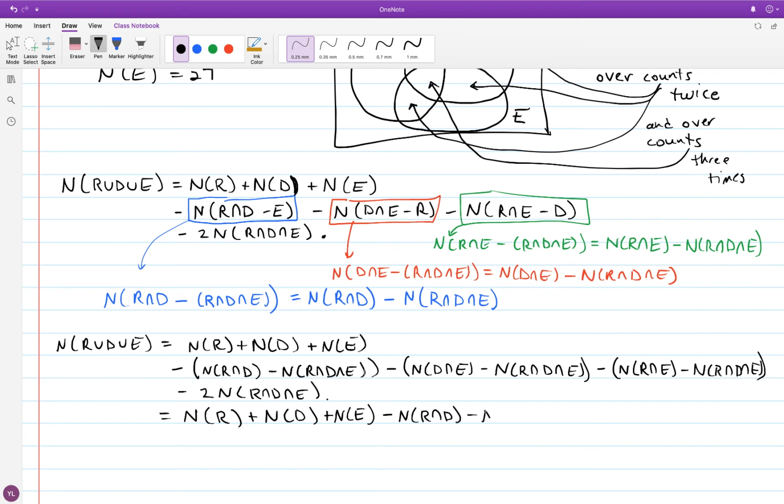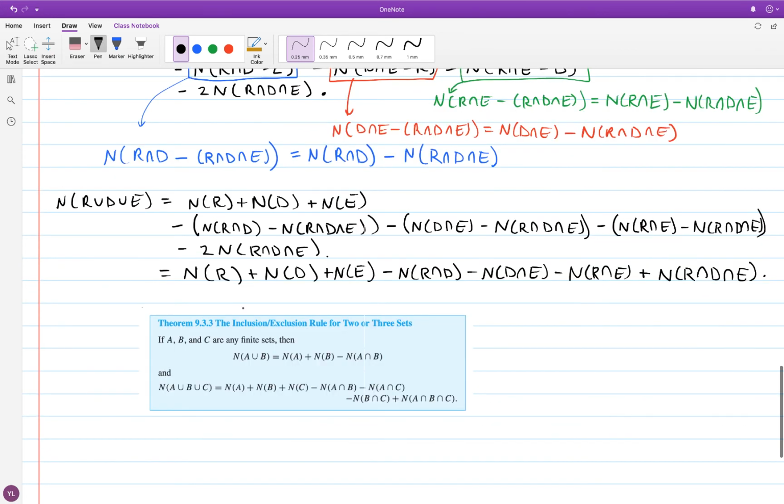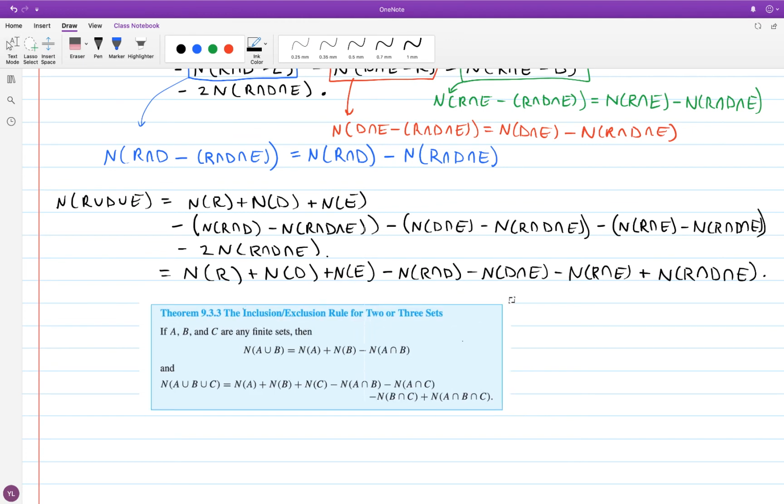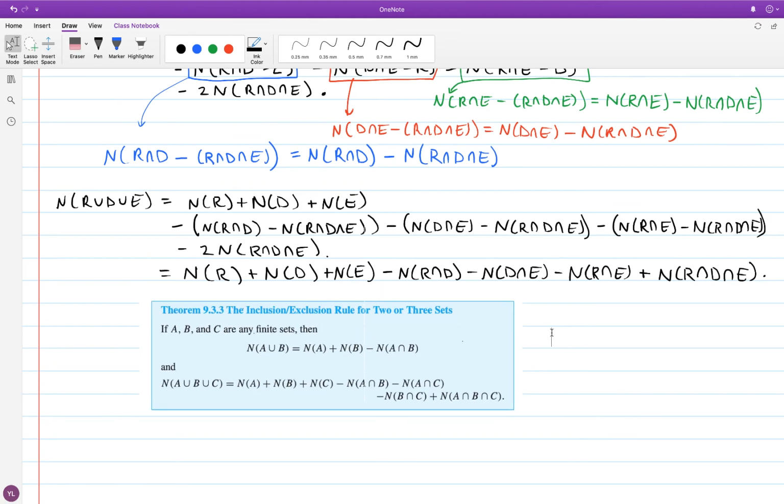So what I've actually constructed here is a general way of counting the number of elements that are in a union of 3 sets. It's just the sum of the elements in each of the individual 3 sets, subtract off the intersections of each pair of those sets, and then add back in the intersection of all 3 sets.